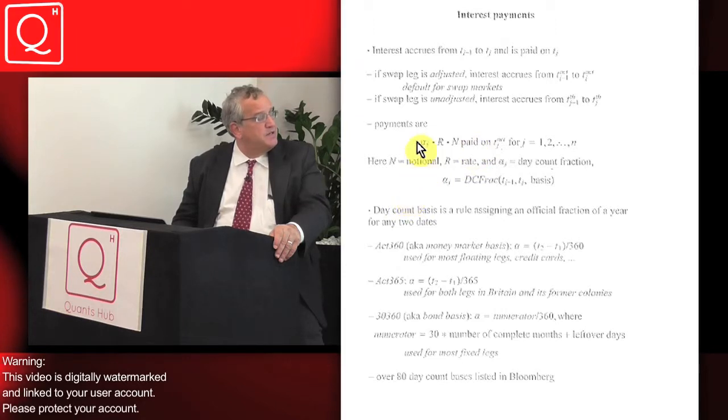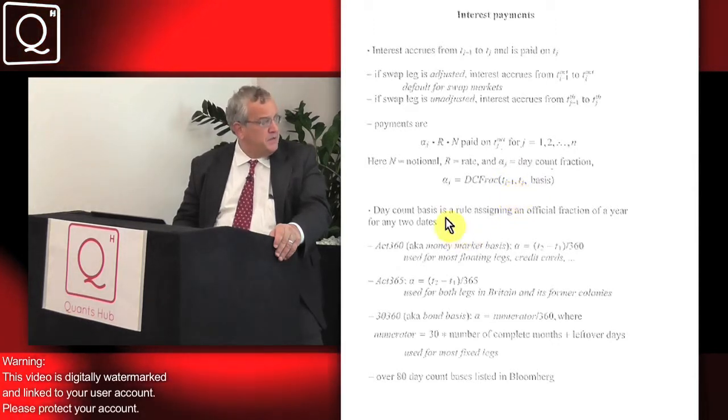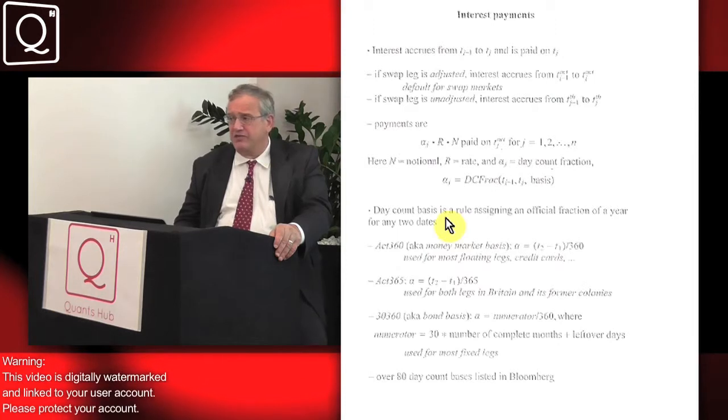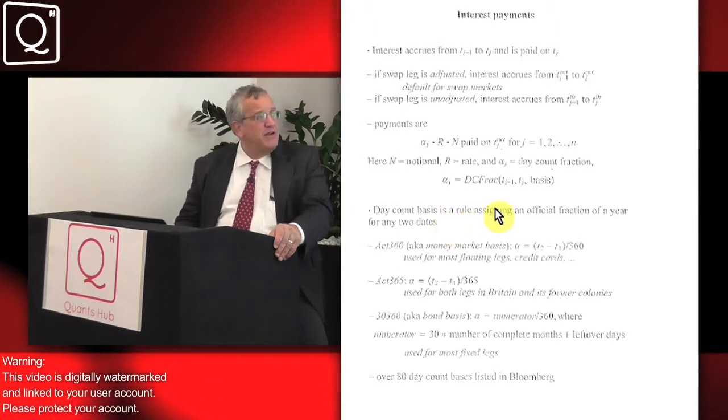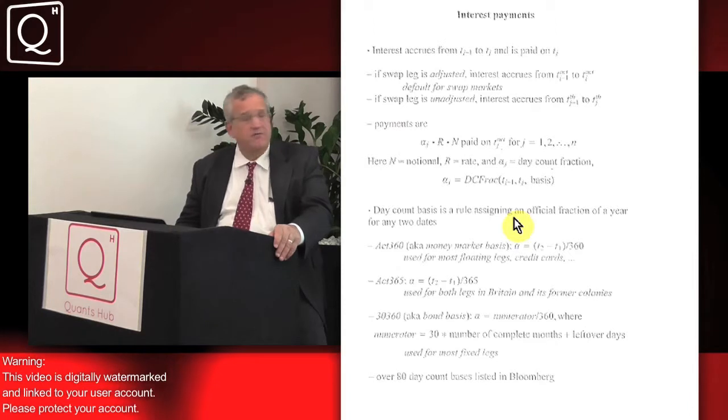Okay, but what is this alpha, right? This day count fraction. Well, alpha is the official fraction of a year for the jth interval from t sub j minus 1 to t sub j. Okay? So how do you decide what the official fraction of a year is? Well, every interest rate payment and every deal in the world has a day count basis. And the day count basis is an official way of finding out what the fraction of a year is between any two dates.